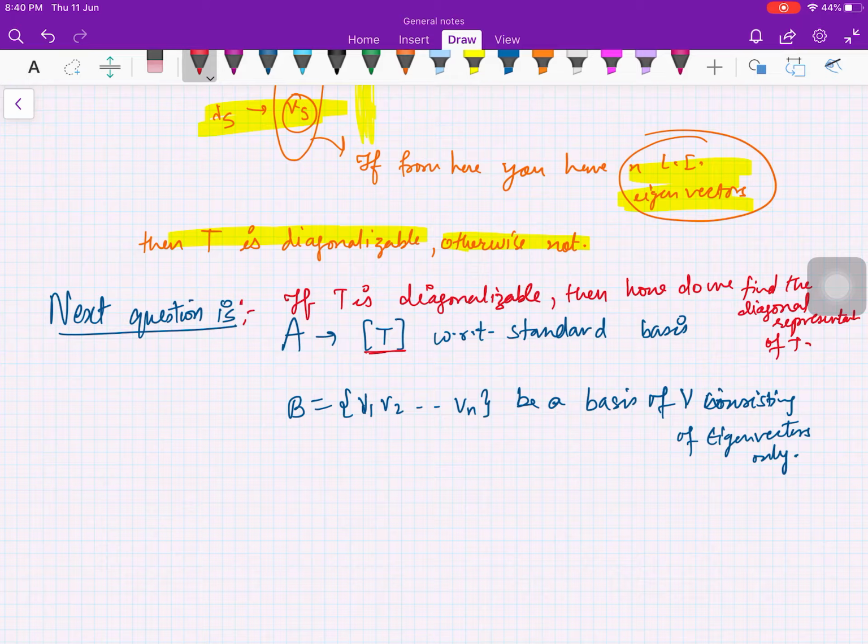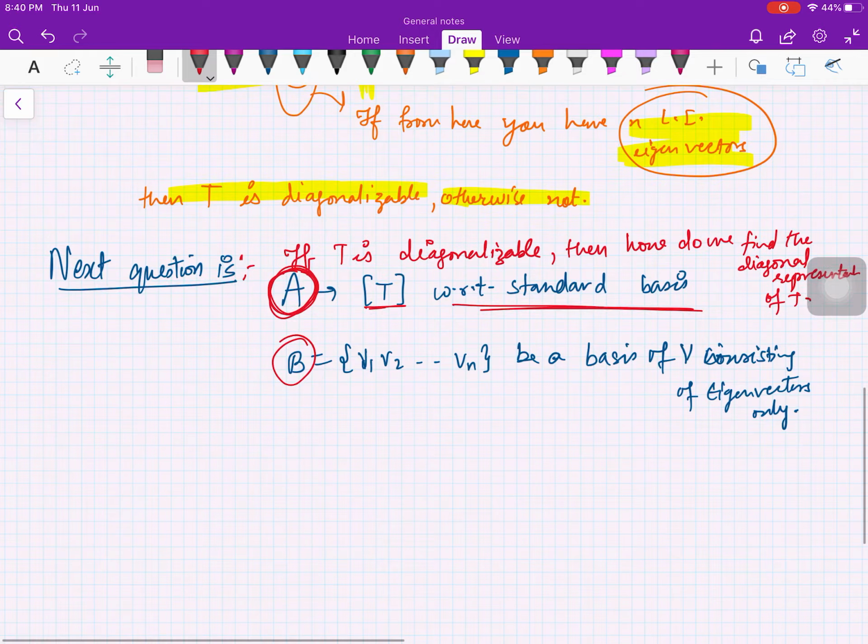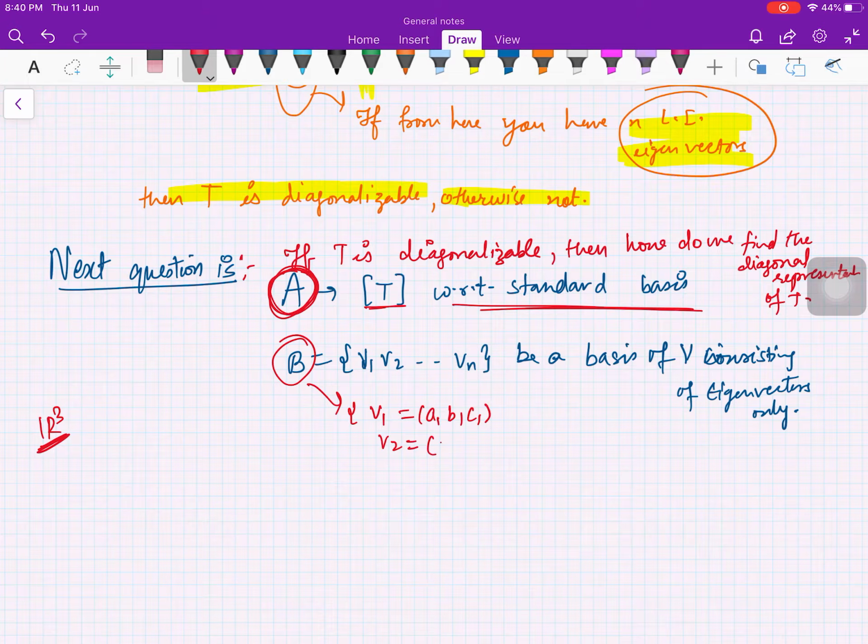Now the representation of T with respect to the standard basis is A, and you have a basis beta. Suppose you take R3, for the sake of simplicity. Here we have three vectors: V1, let us call it A1, B1, C1; V2 is A2, B2, C2; and V3 you call it A3, B3, C3.